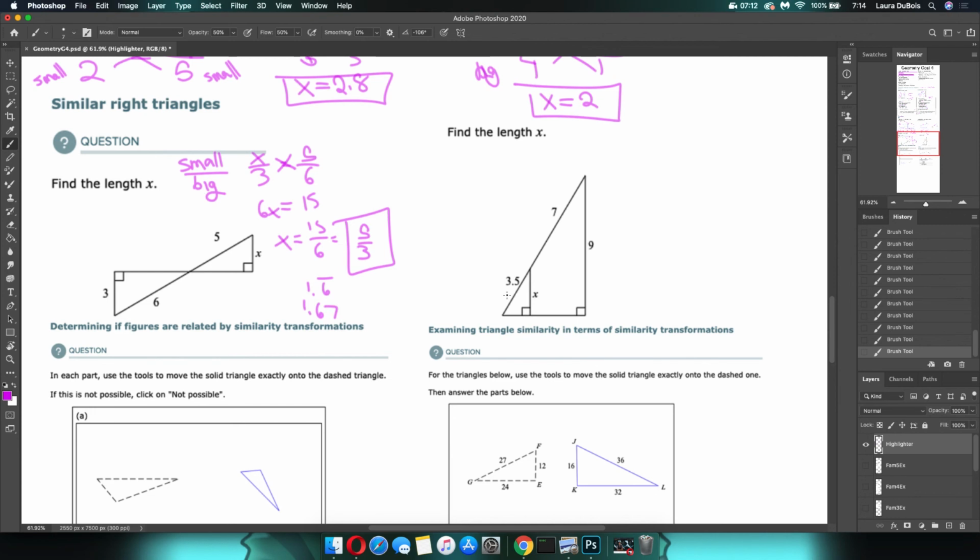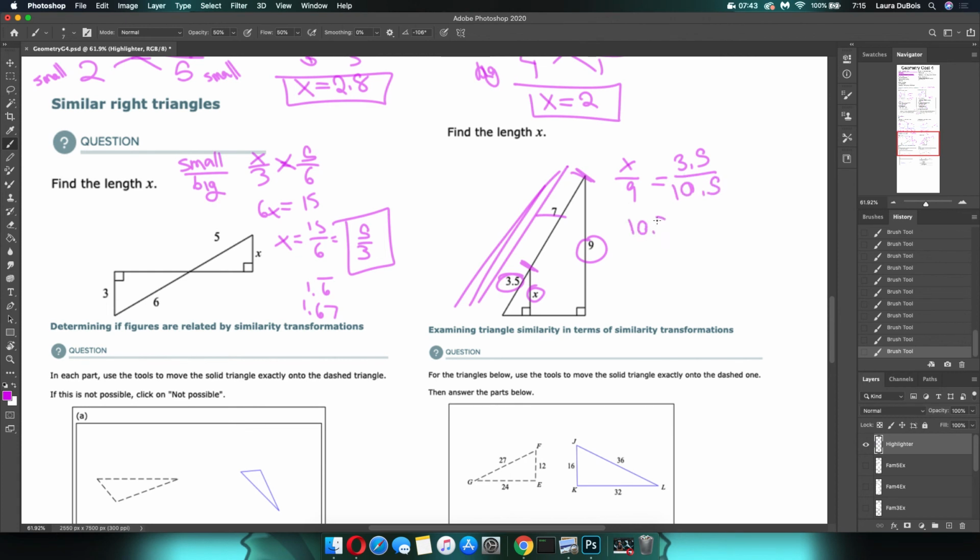Let's see here, small over big, so x over 9 equals, now this is a trick question. Be careful when you see this one. x corresponds to 9. 3.5 is my small. But if I'm looking at my big, that's the entire length. A lot of kids make the mistake of just putting in the 7. No, 7 is only from here to here. It's not the entire side. So what is 3.5 plus 7? 10.5. All right, Ms. Dubois, do your decimals.